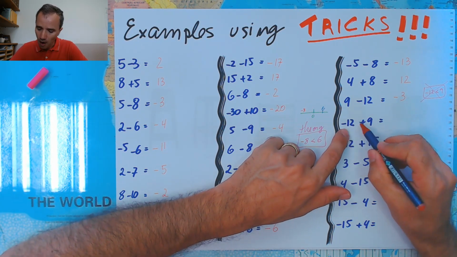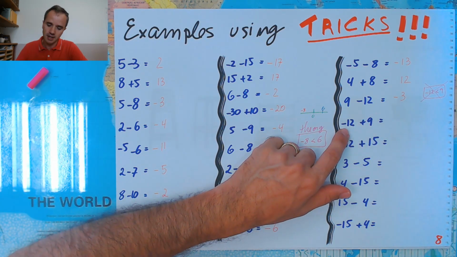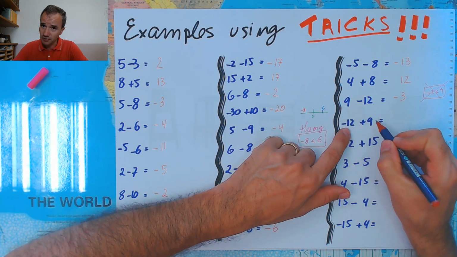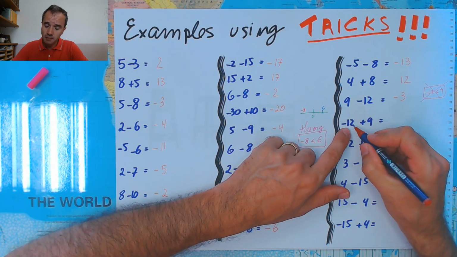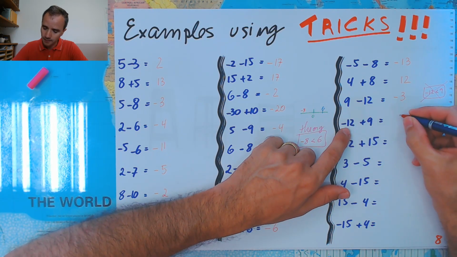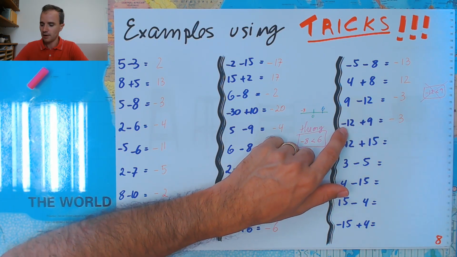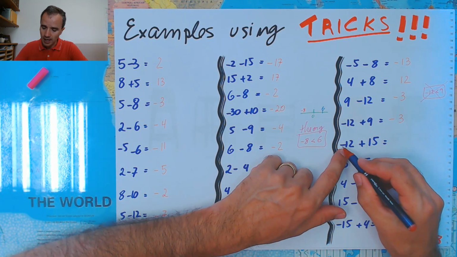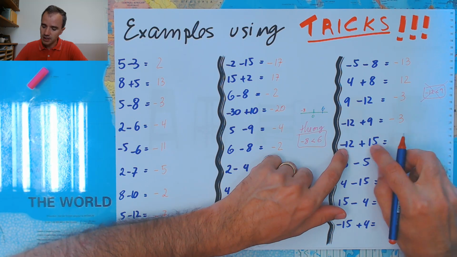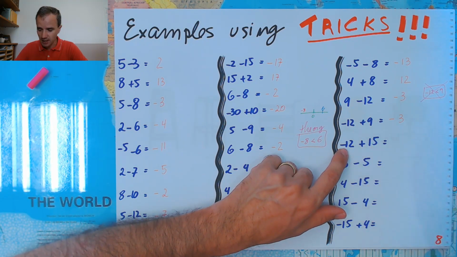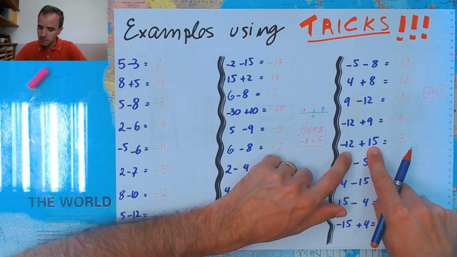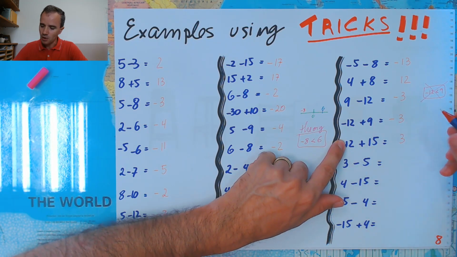Again, a positive and a negative. Oh, it is the same thing, isn't it? I just switched it back. But again, it is a difference case. What is the difference between 12 and 9? Just 3. Because 12 is bigger, minus 3. I just switched its place. 12 and 15, one negative, one positive. What is the difference between 12 and 15? 3. Because 15 is bigger than 12, it is going to be positive.